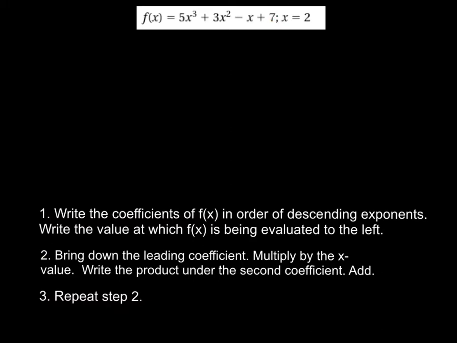Now these 3 steps are the mechanics we're going to go through in order to apply synthetic substitution to evaluate this function. The first thing we need to do is draw a little L-shaped bracket. It's almost like the long division symbol, but upside down. So once we have our bracket drawn, we're going to proceed to step 1.